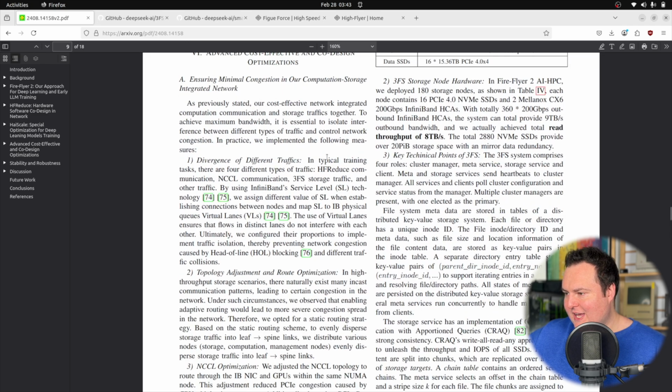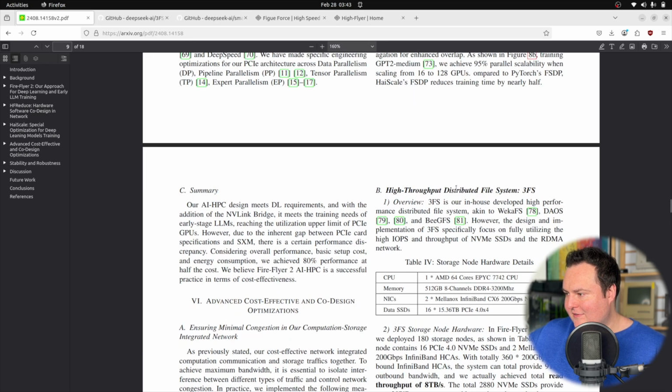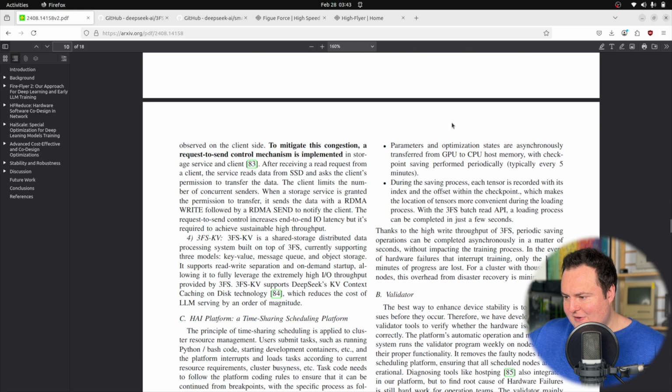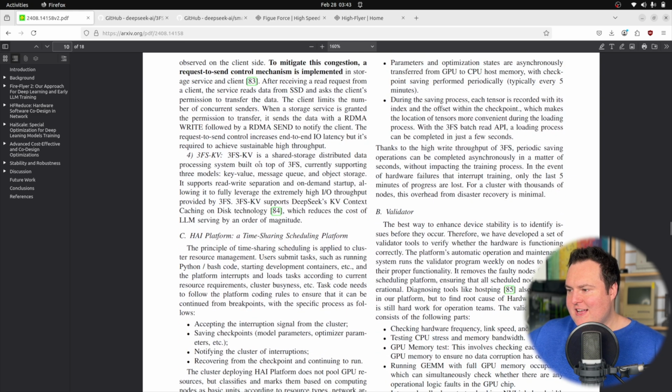We scroll down here and we can see where 3FS was specifically referenced as a high throughput distributed file system. However, if we scroll down here, we see a mention of that specific KV cache, and that is right here. So that would be 3FS-KV, and that is a shared storage distributed data processing system built on top of 3FS. 3FS-KV supports DeepSeek's KV context caching on disk technology, which reduces the cost of LLM serving by an order of magnitude. And this line right here, KV context caching on disk technology, is kind of the whole thing, where basically you can put that onto an actual disk storage device, like an SSD.